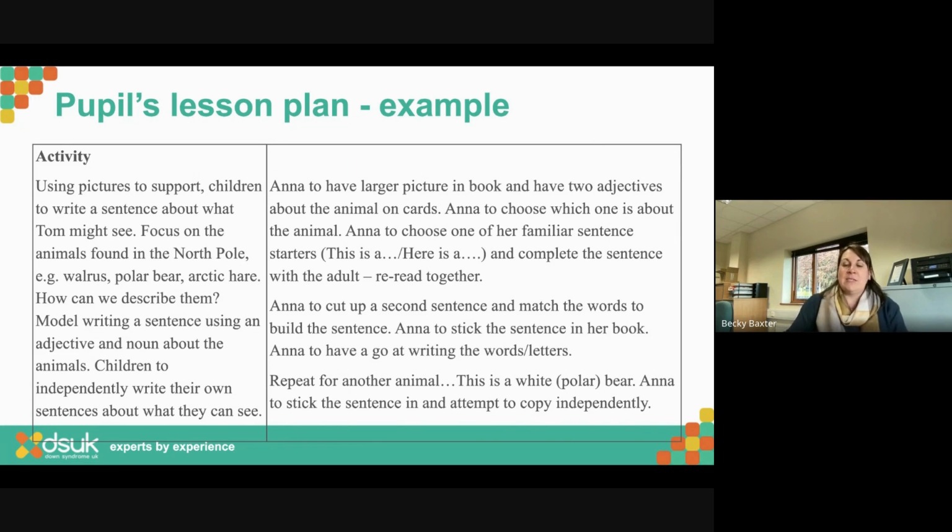And then I'm going to have a second sentence, write it out again and cut it up. And we're going to match the words underneath to build a sentence because we're not writing yet. She sticks the sentence in her book. And then she has a go at writing the words or letters underneath. So that's what we're doing with support. And then she's repeating that for another animal, but this time she's going to stick those words in and attempt to copy it completely independently. We know that one's not going to be as good, but that's brilliant in terms of over this half term. I want to see if that's improving.